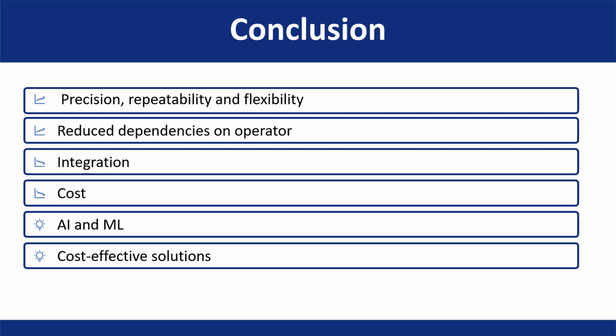Another one is cost. High cost of robotic systems and concerns about safety and regulatory compliance are critical barriers to widespread adoption. Potential solution: the use of artificial intelligence and machine learning for rapid setup, path planning and optimization of image quality, and development of more cost-effective robotic solutions and shared control systems to balance safety and human oversight.